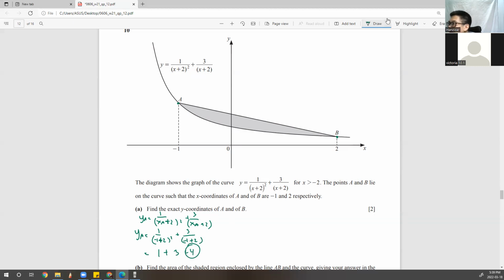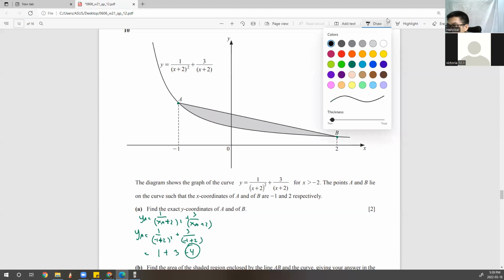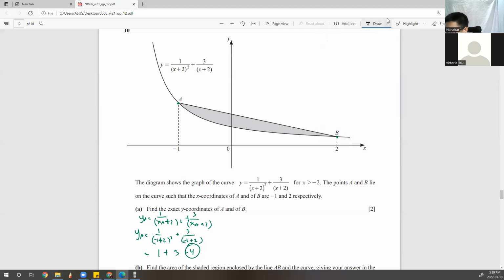YB, use the same rule because it lies on the curve. So YB equals 1 over (XB plus 2) squared. Let me know whenever you have any question or if I did something wrong because I might make a mistake here. So YB equals 1 over (2 plus 2) squared, 4 squared is 16, right? Plus 3 over 2 plus 2, which is 4.